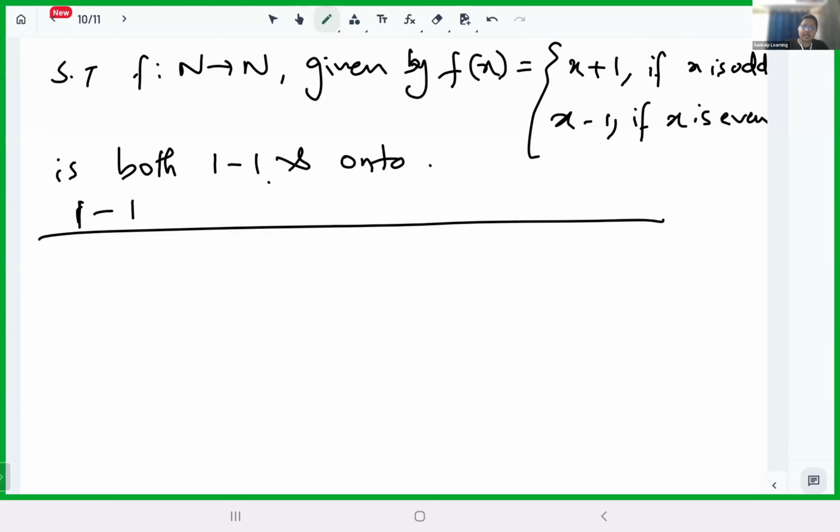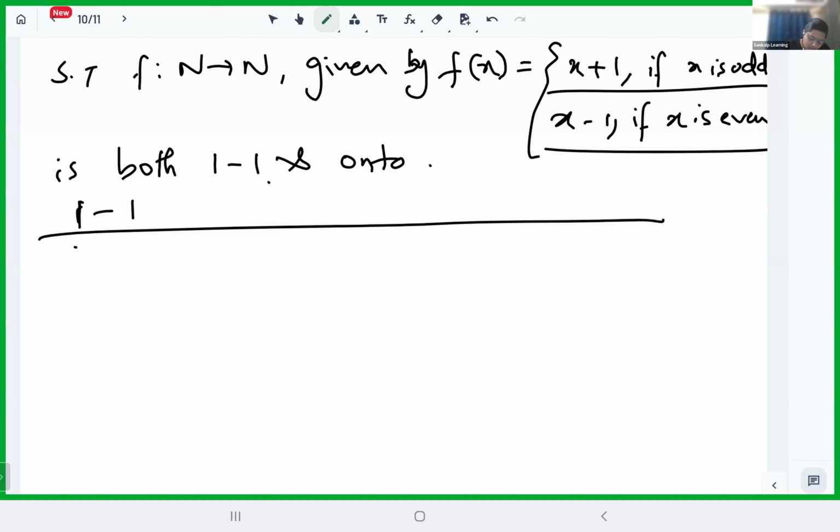In the case of one-one itself, there are three cases, isn't it? If we randomly choose two numbers, if both the numbers are odd, then the function will be like this. If both the numbers are even, then the function will be like this. But there is another case also: one number can be odd and the other number can be even. So we have to consider three cases to check whether the function is one-one or not.